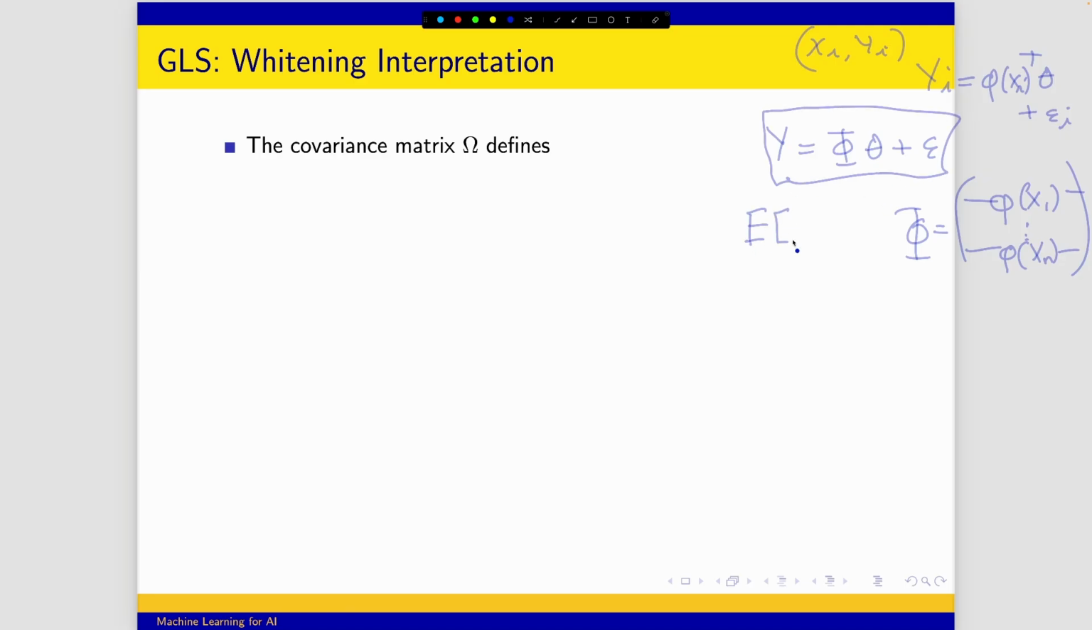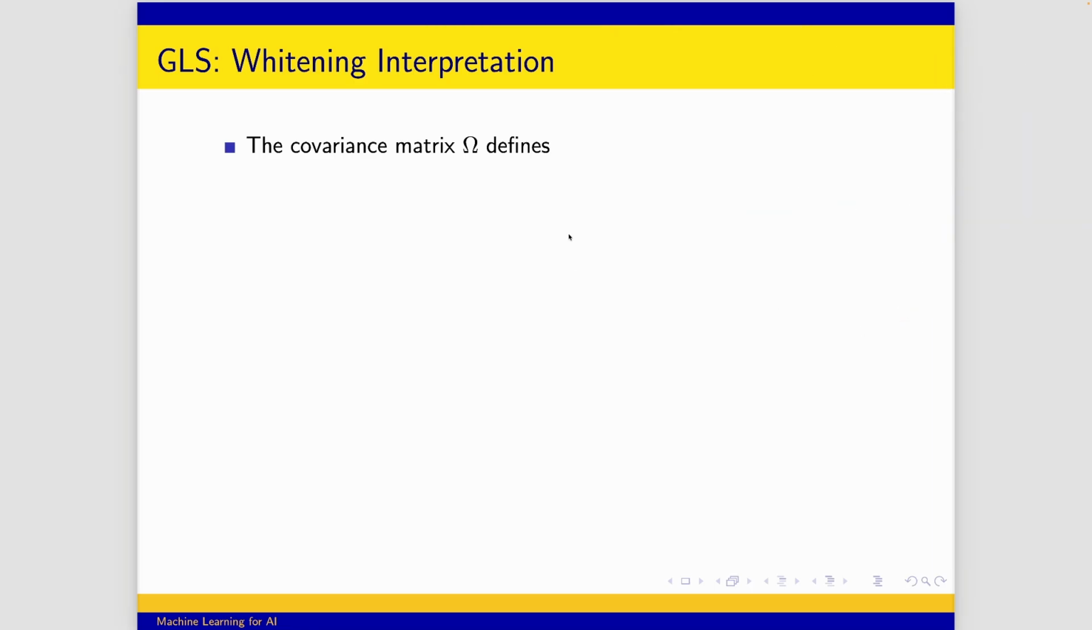We then assume, so Gauss-Markov assumes that the expected value of epsilon conditioned on all of the inputs, or equivalently on this design matrix, which is a random function of all these random inputs, is 0. That's the first Gauss-Markov assumption. The second Gauss-Markov assumption is that the covariance of this is the identity times some constant variance sigma squared. However, in generalized least squares, we change that assumption to the covariance of epsilon given the inputs being some general positive definite covariance matrix omega.